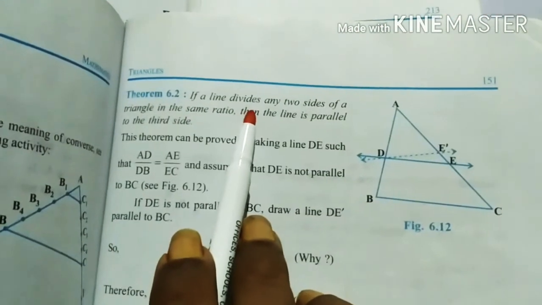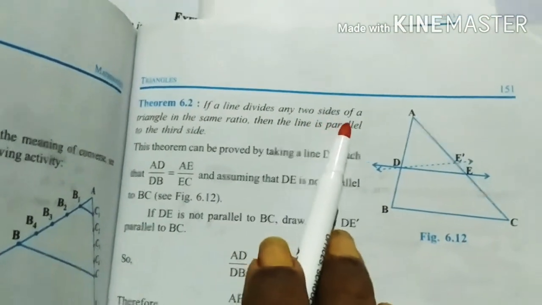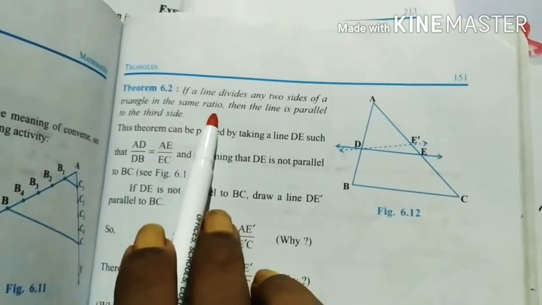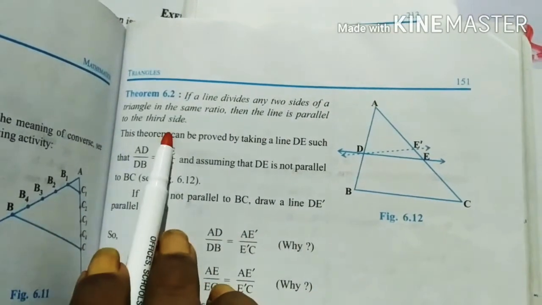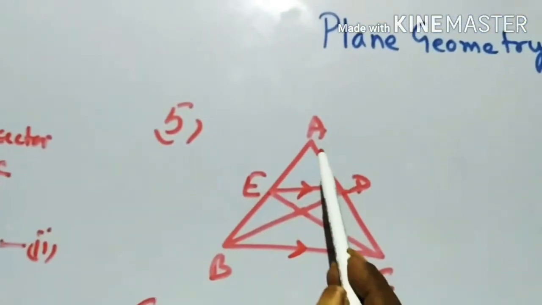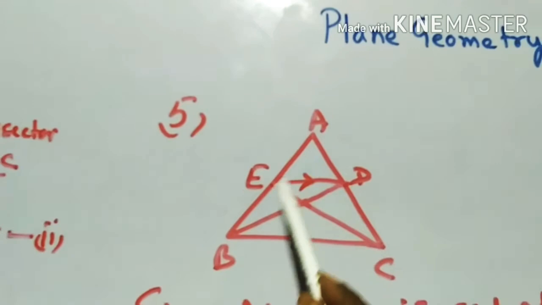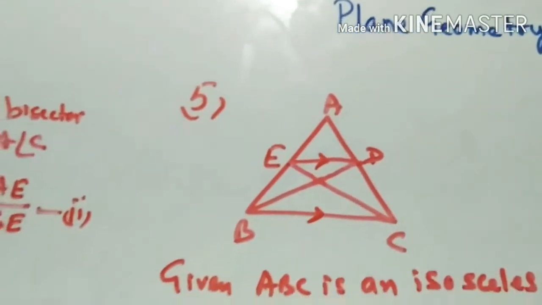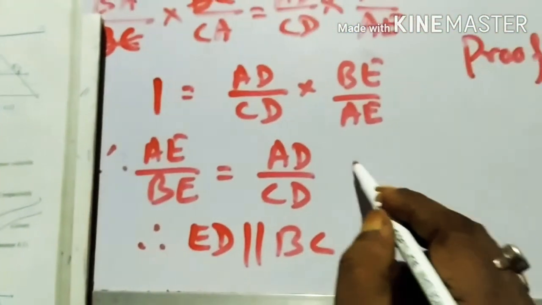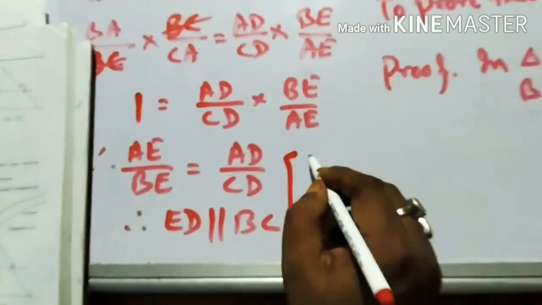If a line divides any two sides of a triangle in the same ratio, then the line is parallel to the third side. See, it is divided in the same ratio. AE by BE is equal to AD by CD. They are divided in the same ratio. Therefore, this is parallel to this. So this is the theorem which is in class 10.